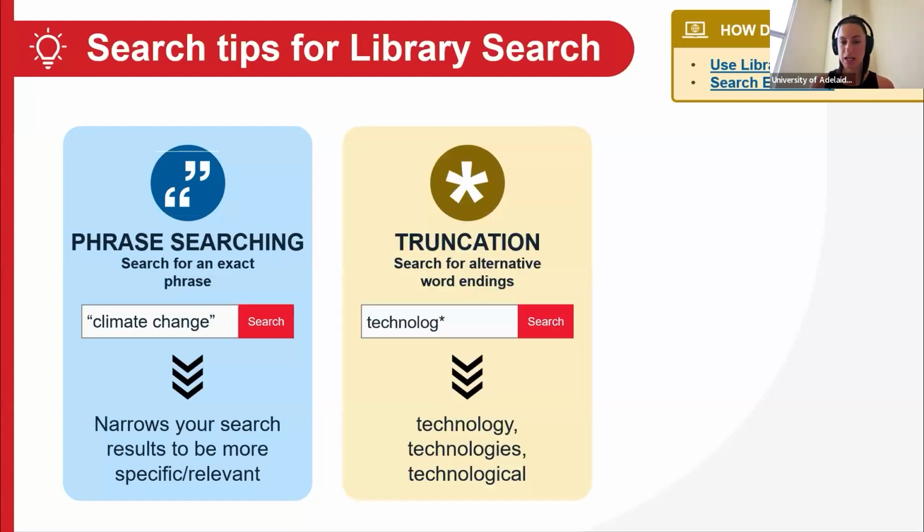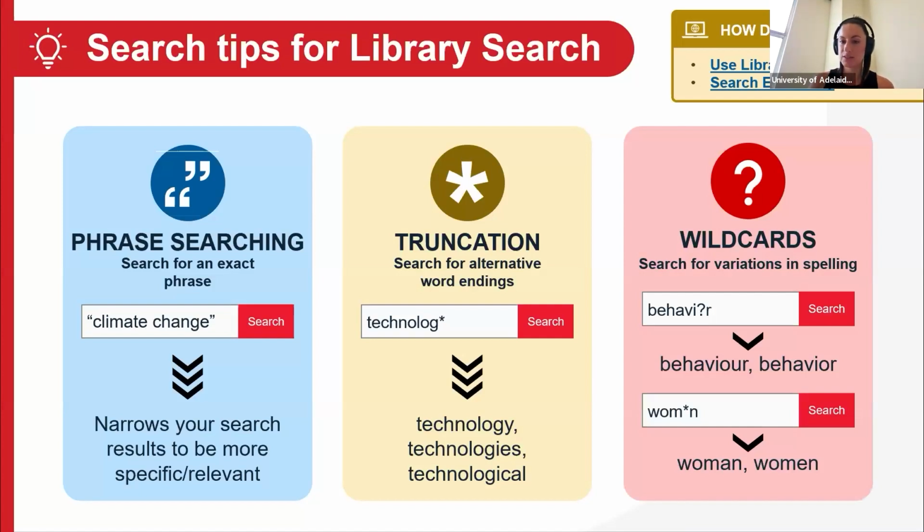Then we have truncation, and truncation is what we use when you want to chop off the end of a word where there might be quite a lot of different endings that you're interested in. So the example here is technology. Instead of going technology or technologies or technological, you can chop it by placing an asterisk after the G, and the database library search will automatically search for all of those variations of that word.